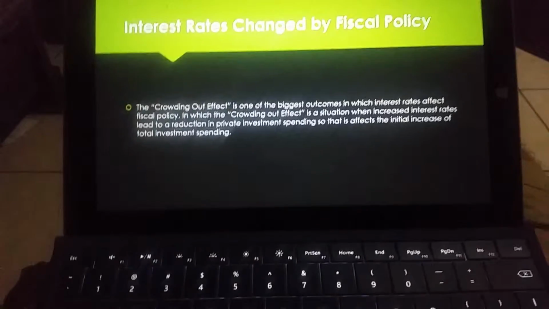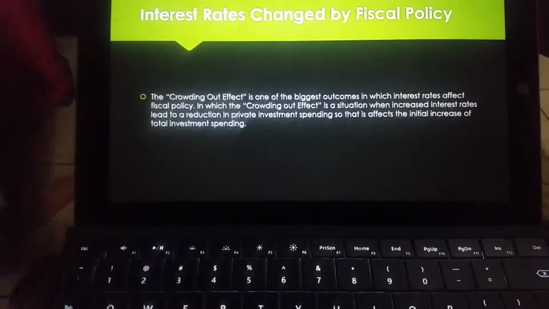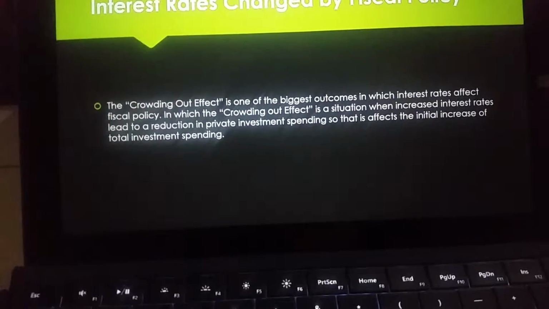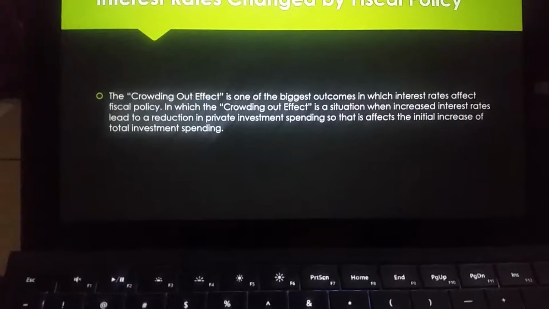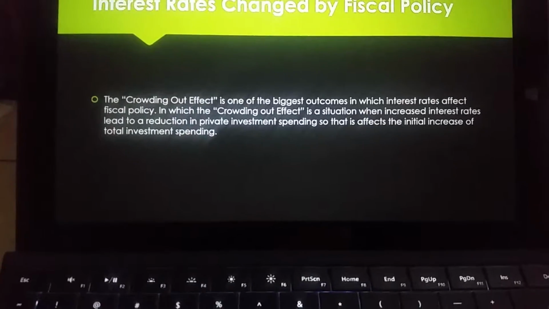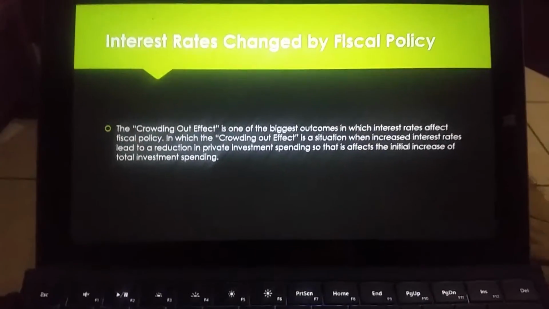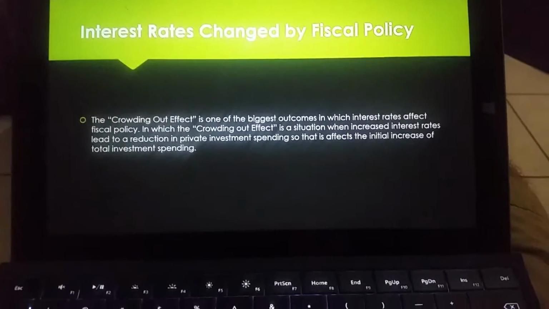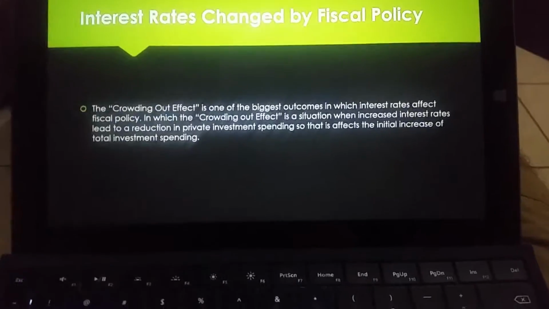Interest rates changed by fiscal policy. The crowding out effect is one of the biggest outcomes of how interest rates affect fiscal policy, in which the crowding out effect is a situation when increased interest rates lead to a reduction in private investment spending, so that it offsets the initial increase of total investment spending.